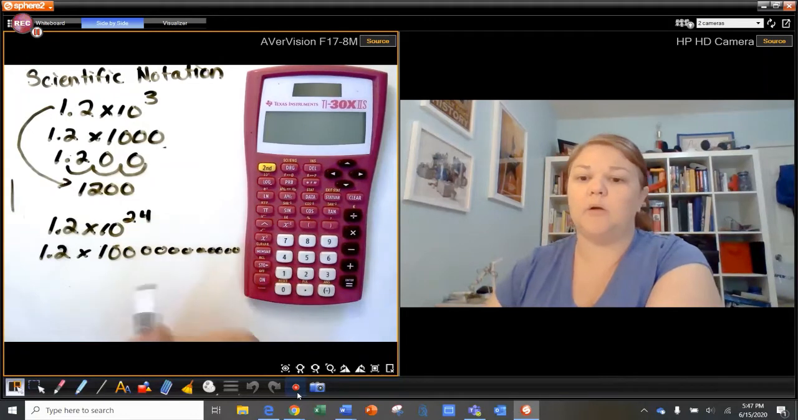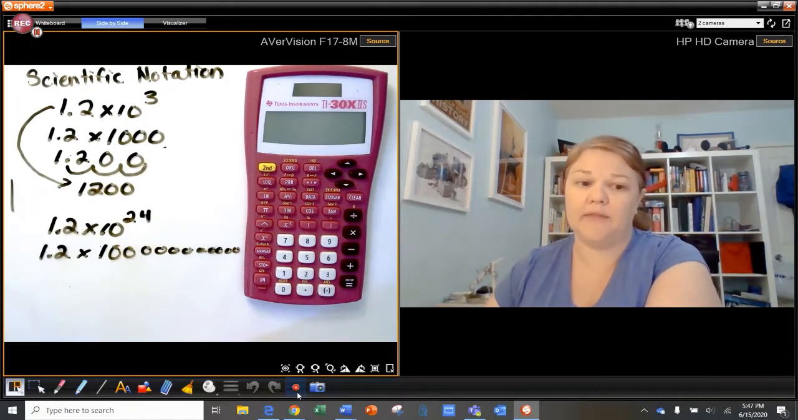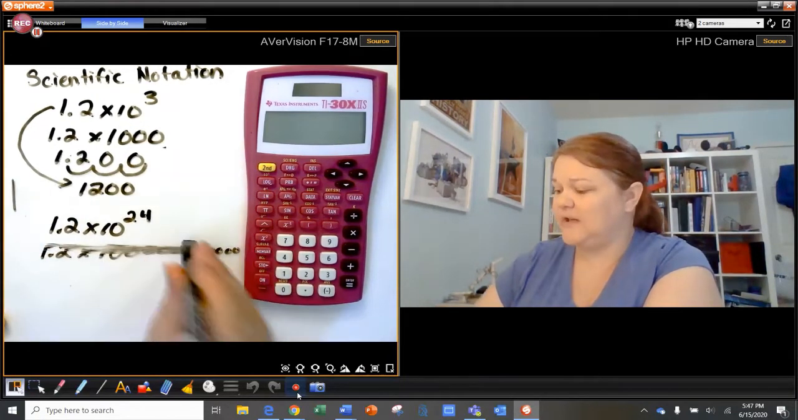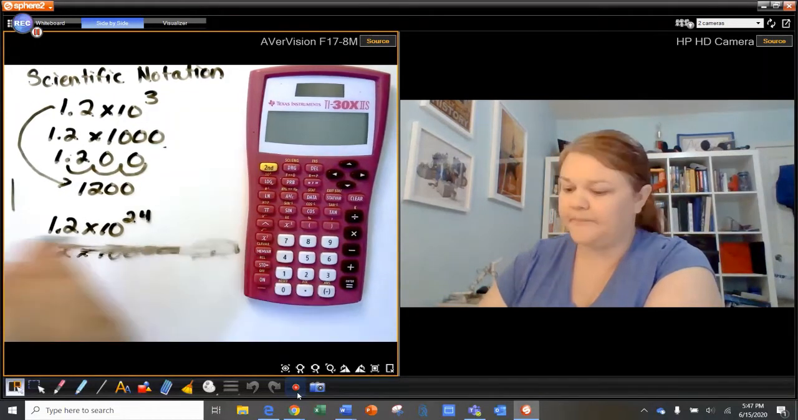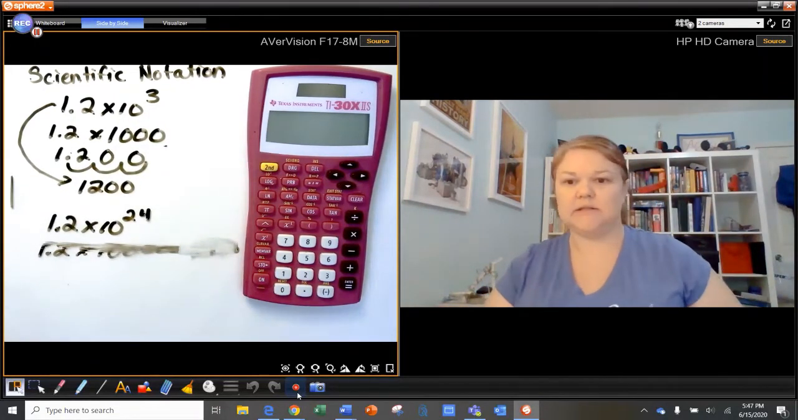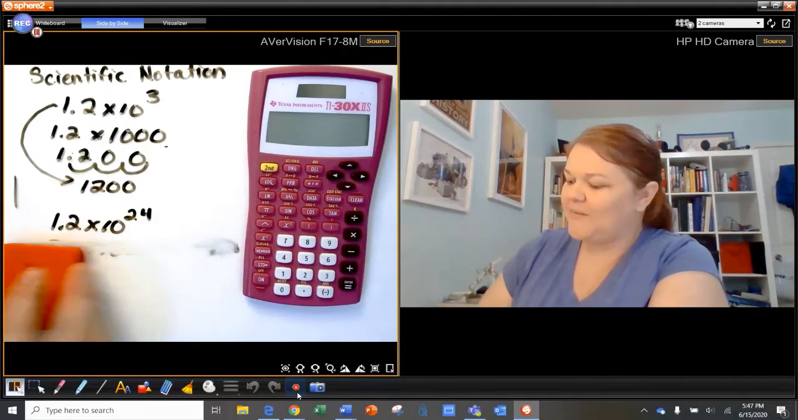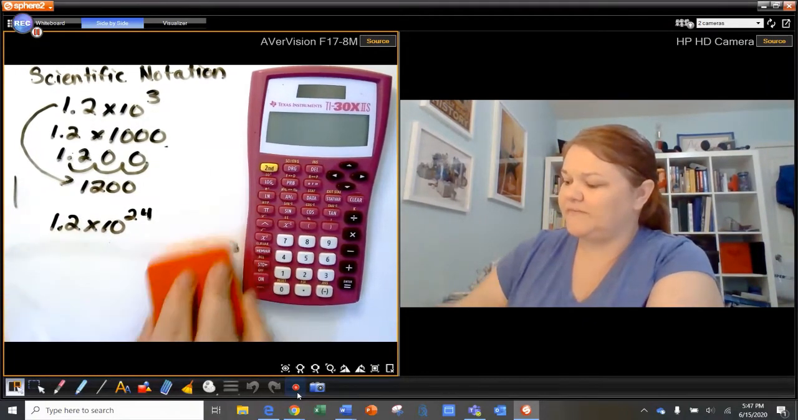And I don't know about you, but I don't want to write all the zeros. And I don't want to write that number out. So instead of doing that, ooh, that's smeary. Fun. Taking my eraser. We're going to write it in scientific notation to make our lives easier.